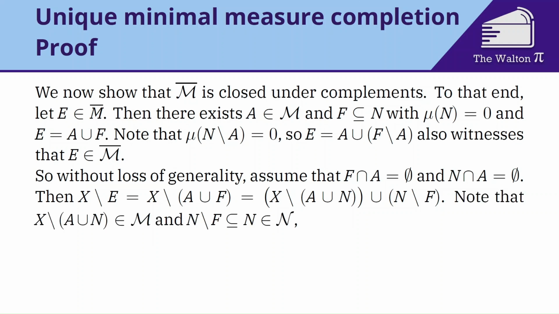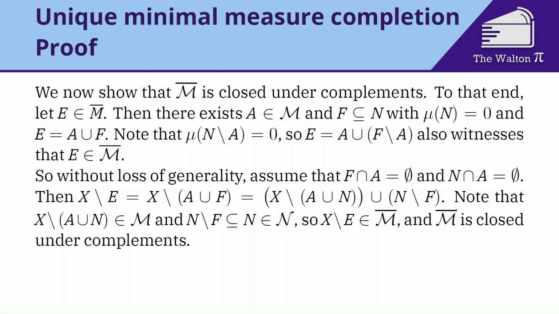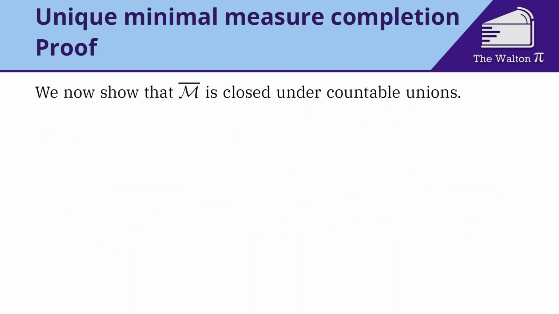So note that X minus (A union N), that's an element of our original sigma algebra M, because A, N, and X all came from M. And then N minus F, that's a subset of N, which is one of our null sets. So that tells us that X minus E is an element of M bar, so M bar is going to be closed under complements. Now we're going to show that M bar is closed under countable unions.